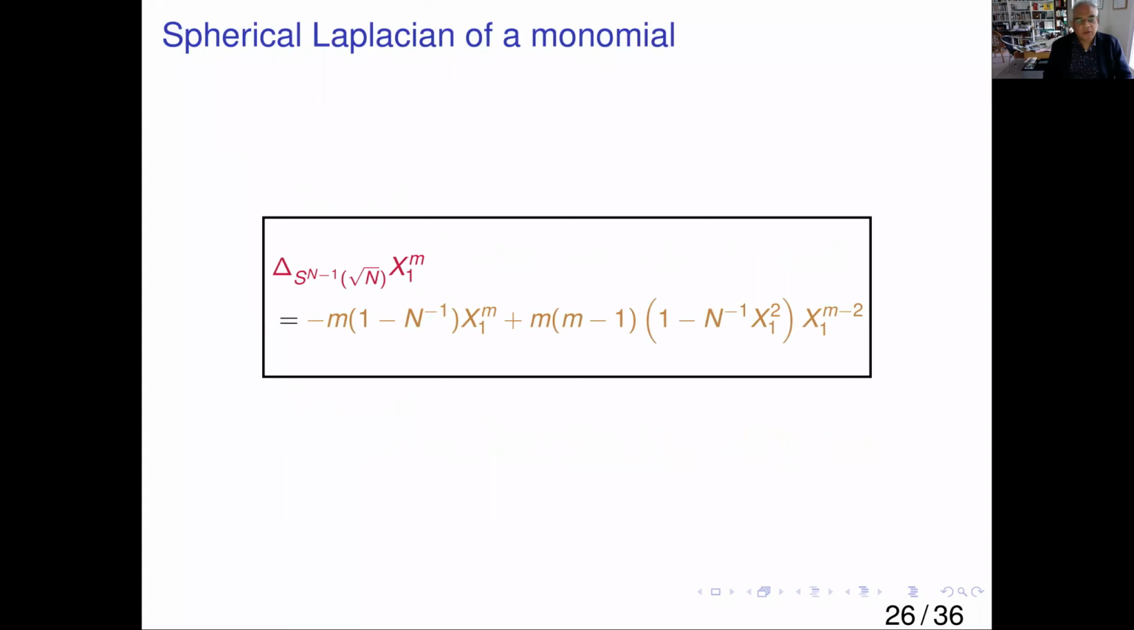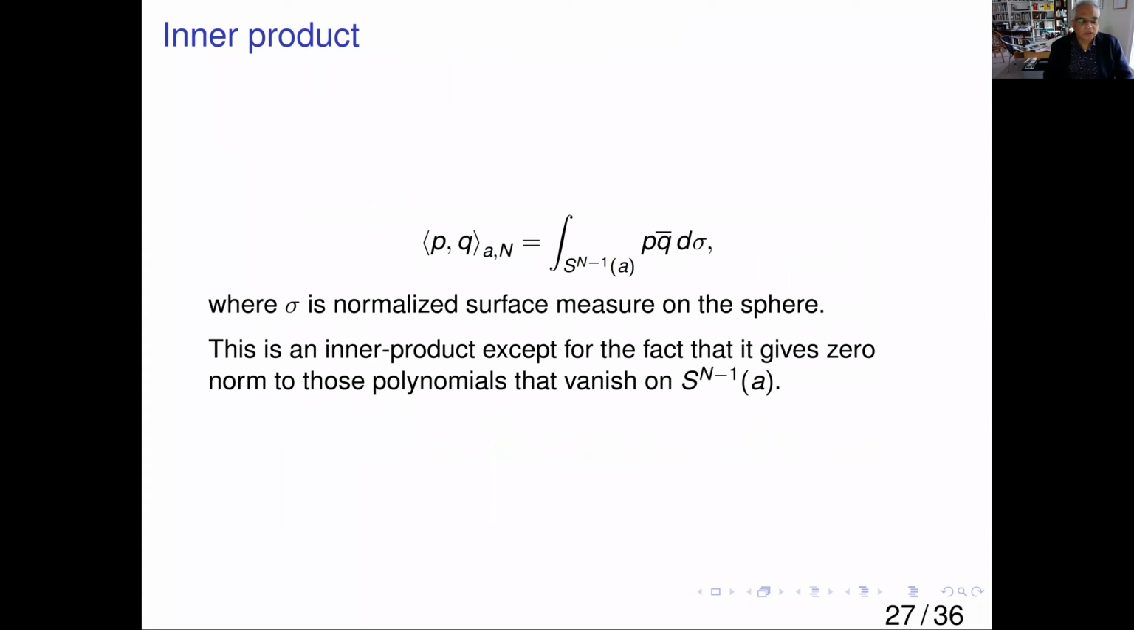So again, I've written the Laplacian of x1 to the m, the spherical Laplacian as we have defined it, and then you let big N go to infinity. Well, I haven't done the limit here, it seems, but anyway, I want to point it out. Okay, now let's look at the L2 space on the sphere of radius A. So we have the inner product of P and Q, two polynomials, is the integral of P Q bar. Here, sigma is the normalized measure on the unit sphere. So this gives an inner product, except that those polynomials that vanish on the sphere will, of course, have inner product 0 with anything. So modulo that space, we are good.